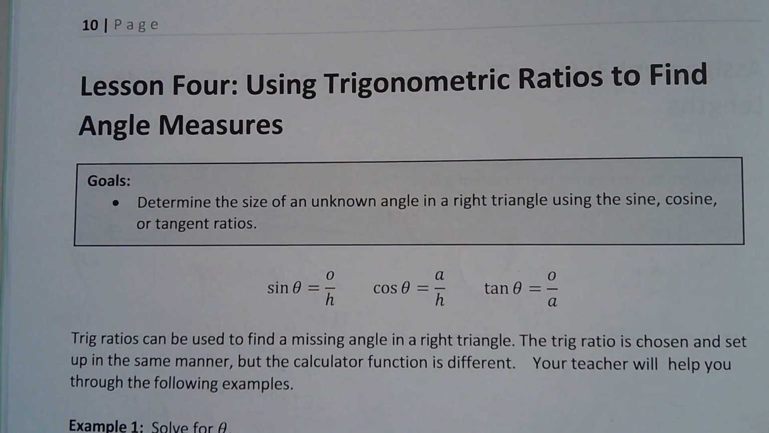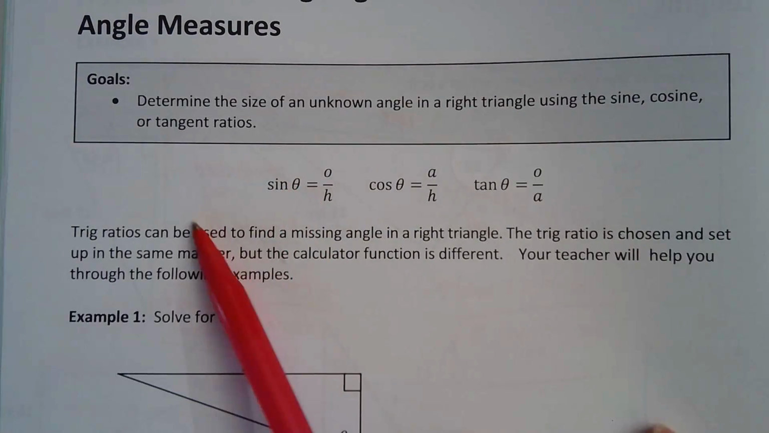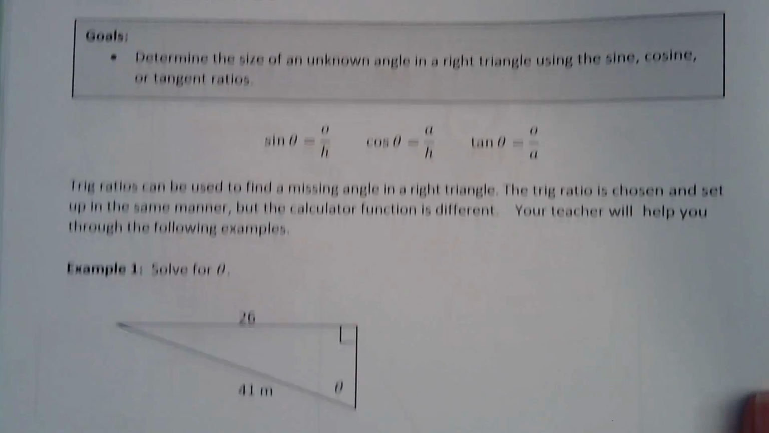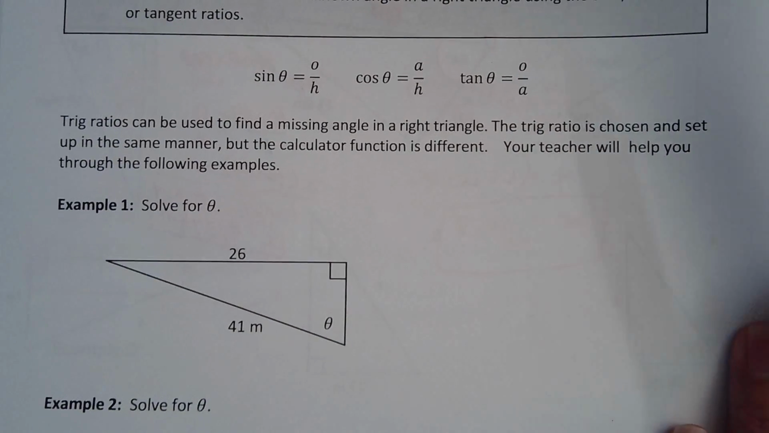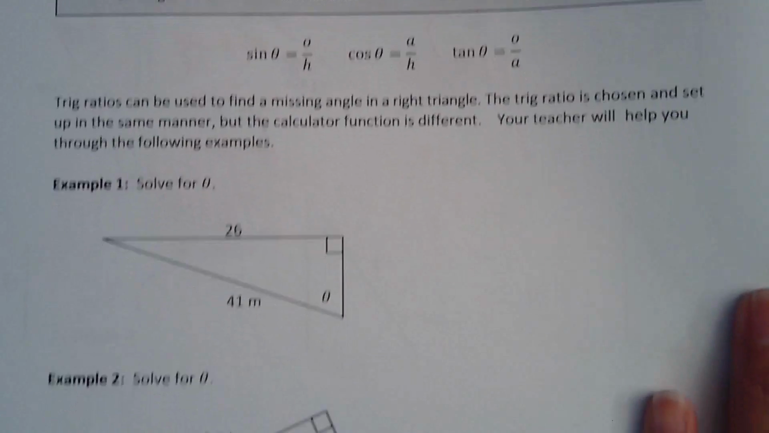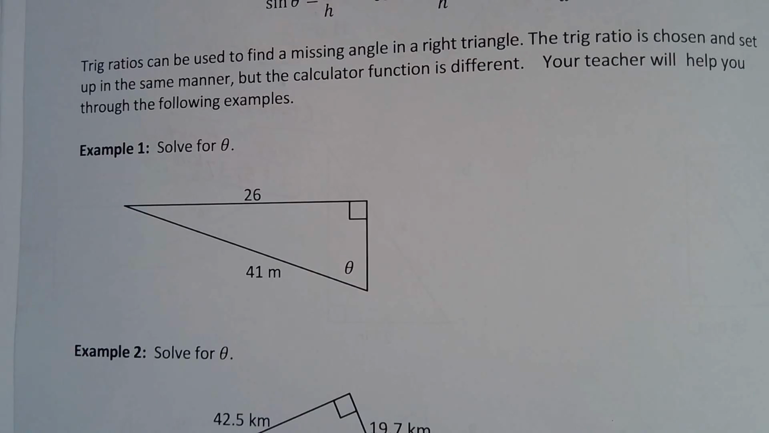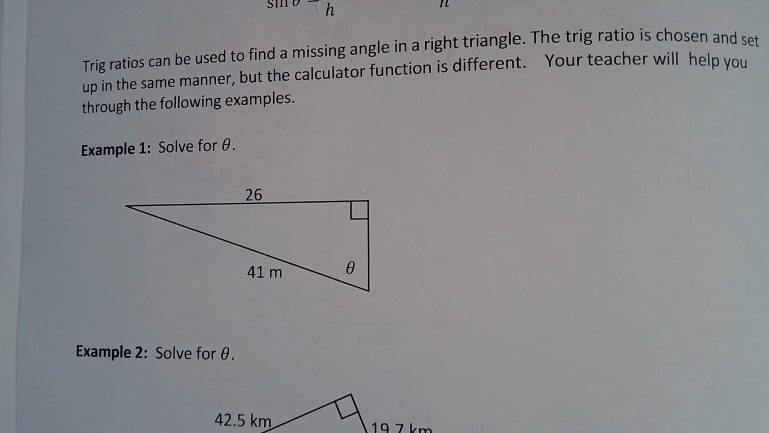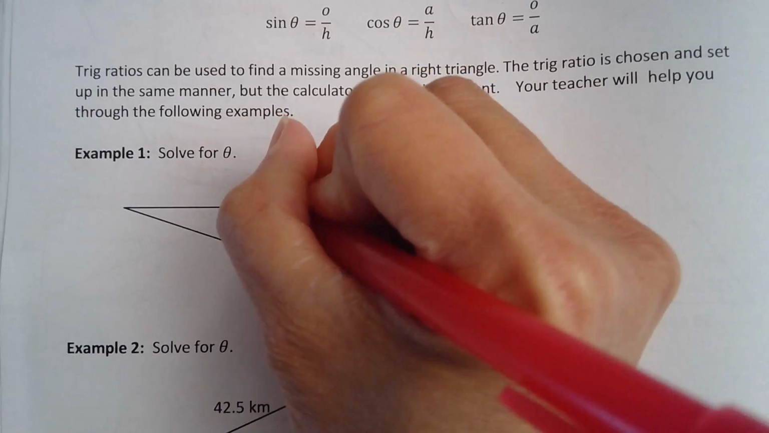So again, this is your SOHCAHTOA, sine, cosine, tangent ratios. We're just actually going to go to the example. Okay. So solve for theta. So this time we're solving for an angle. Oh, I forgot. So this one should be meters there. So let's put meters there.